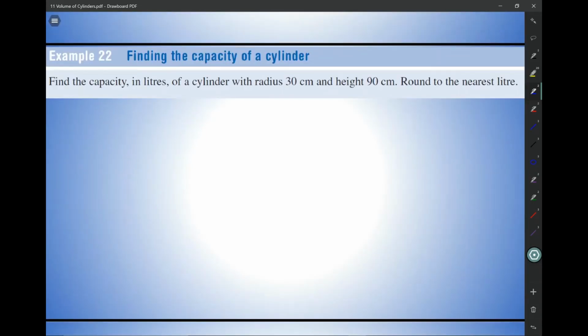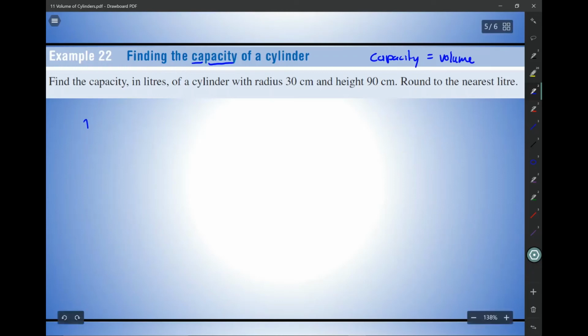Alright, another question here, this time it's in words. Find the capacity in litres of a cylinder with radius 30 centimeters and height 90 centimeters, round to the nearest litre. Okay, this is an important point here, guys. This word capacity, it just means volume. We use these words interchangeably. You would say the capacity of a 2-litre bottle of milk is 2 litres. Okay, but you could also say the volume of a 2-litre bottle of milk is 2 litres. The words mean the same thing.